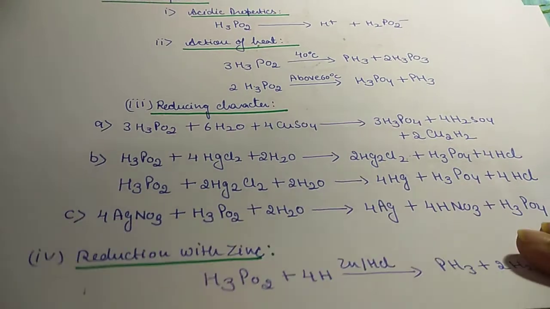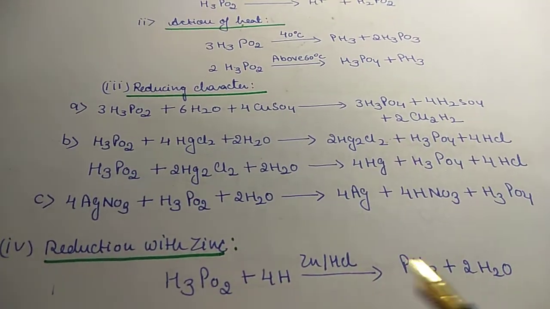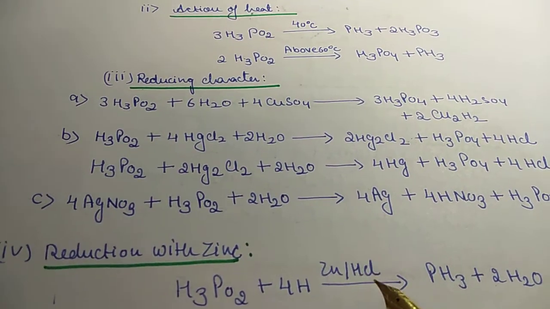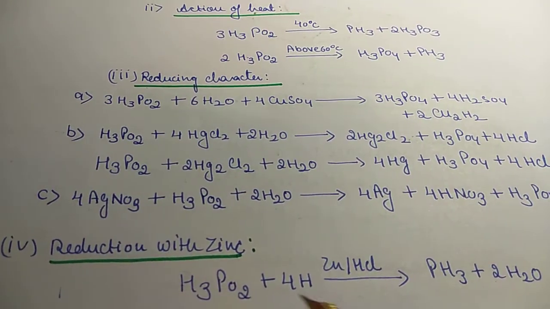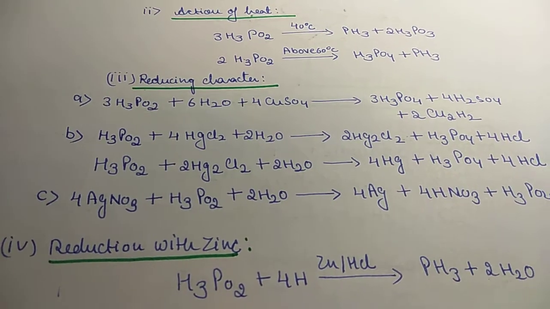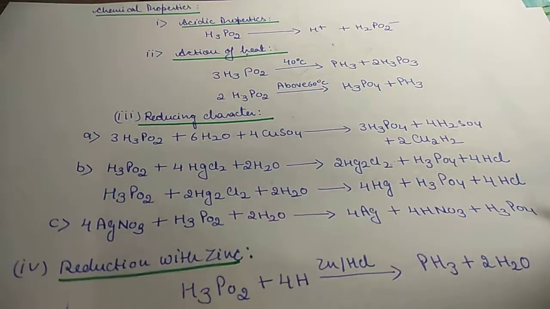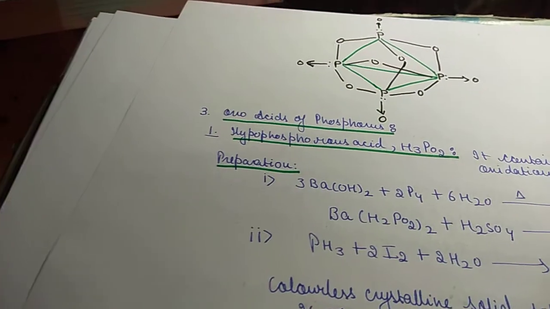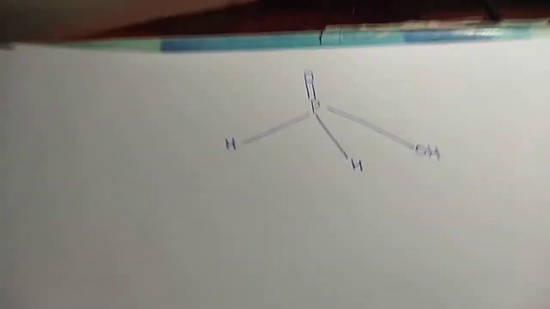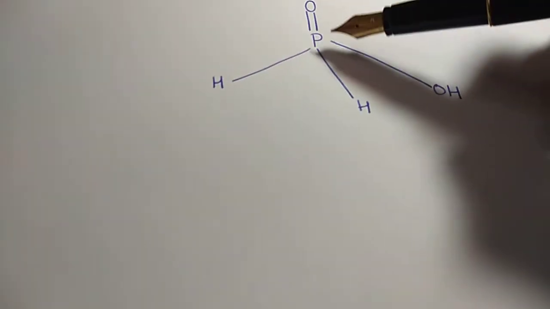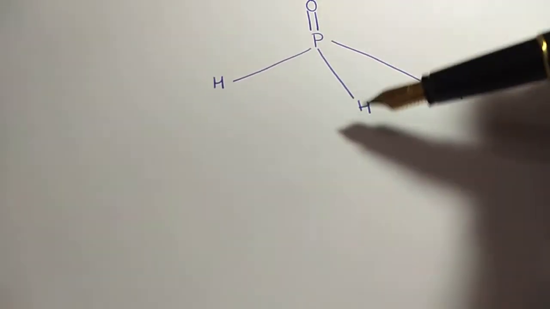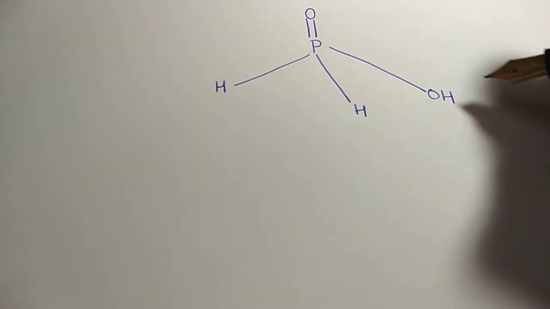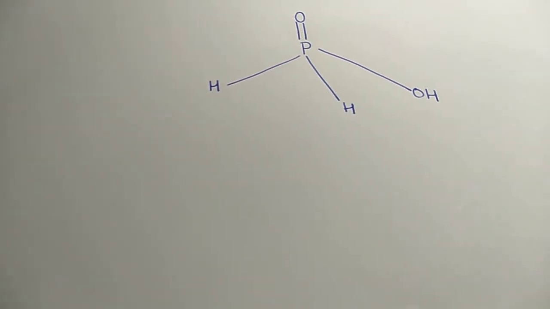Then reduction with zinc: in the presence of zinc and HCl, when nascent hydrogen is released, it forms phosphine and water. That was the chemical properties. Then next we have the structure. This is the structure: P double bond O, then one OH, H and H. This is the structure of H3PO2. So this is all about it.